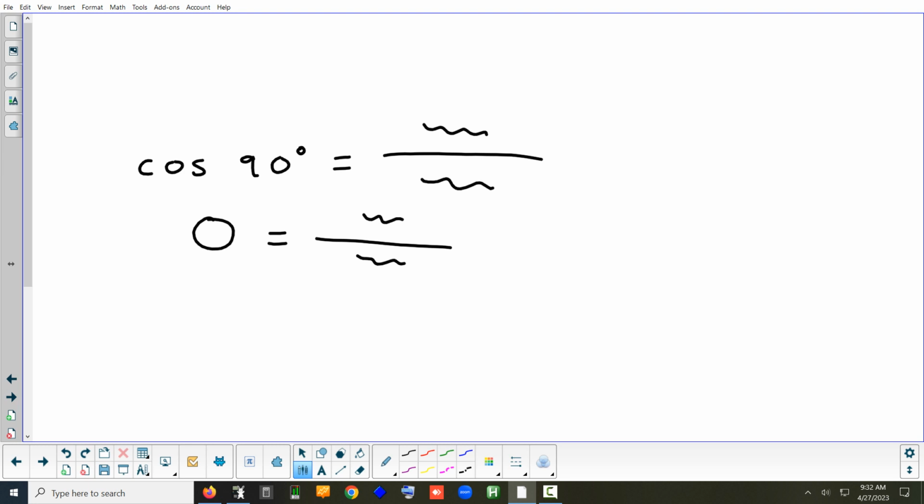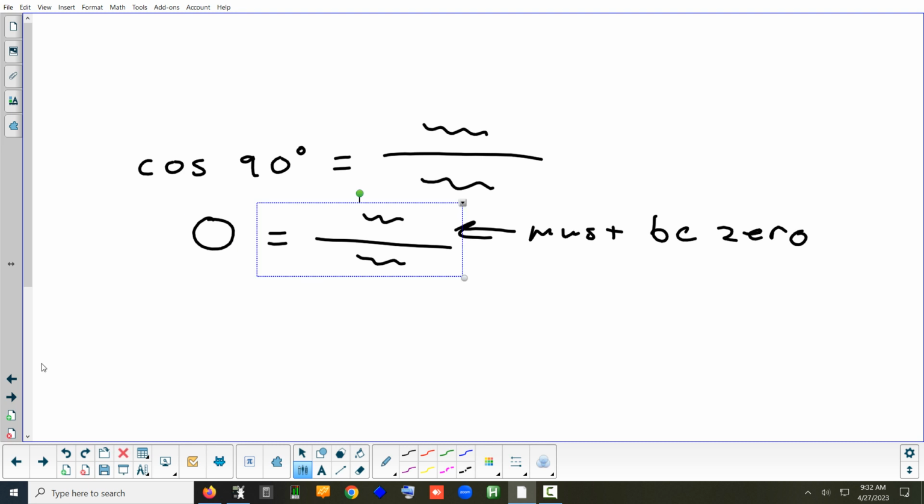Now you have a fraction equal to 0. What's the only way that a fraction can equal 0? There's only one way you ever can divide two numbers and get 0 as the answer. 0 has to be in the top. That is the only way you can divide two numbers and ever have it come out to 0. So this must be 0.